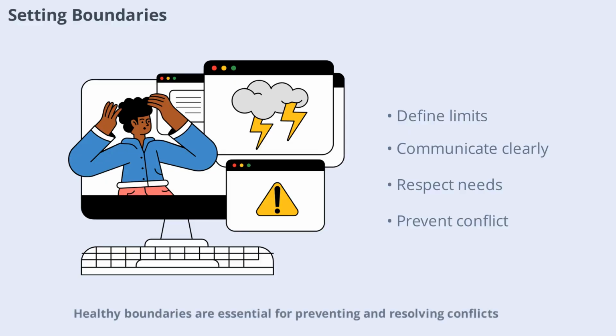Healthy boundaries are essential for preventing and resolving conflicts. Boundaries define what is acceptable and what isn't in relationships. Communicating your boundaries clearly and respectfully helps others understand your needs and reduces the chance of future conflicts.